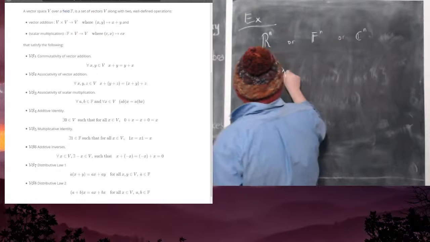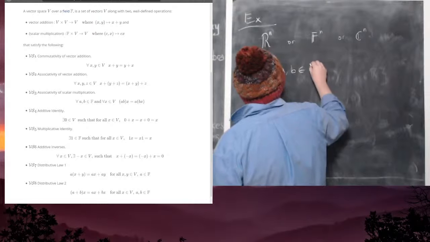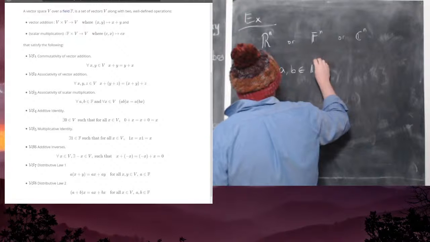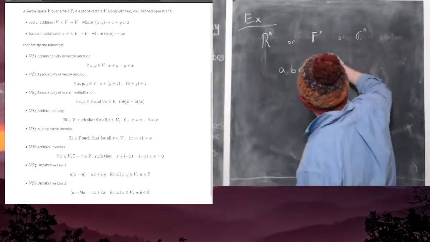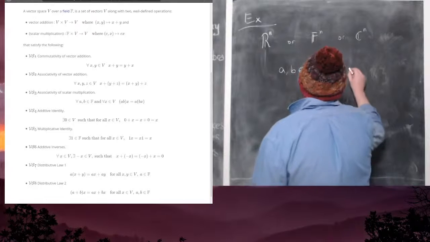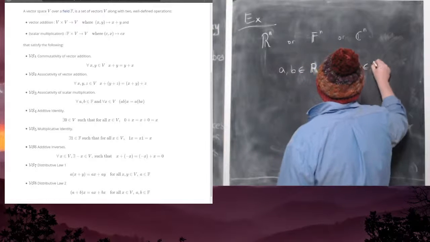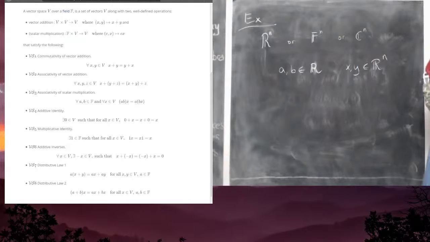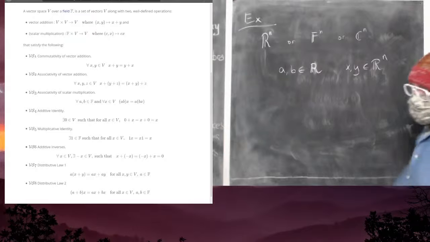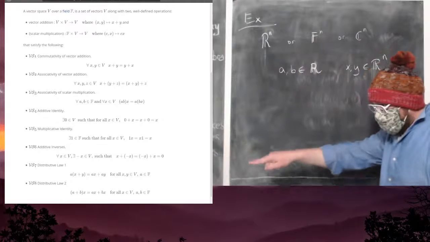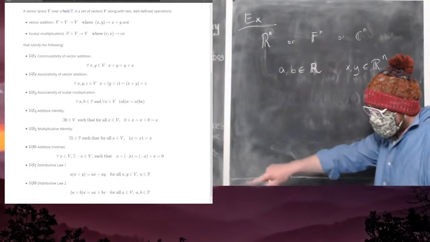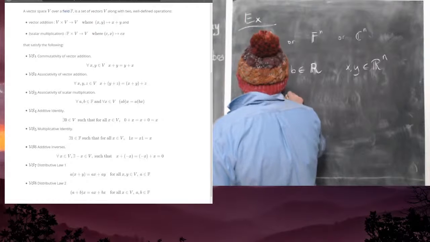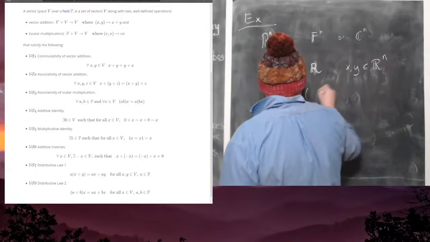So let's suppose that a and b, let's just stick to Rn. Let's say our field is R, and let x and y be in Rn. So what do we need to show? Well, we need to show these last two axioms, yeah? So let's show that if we have a plus b times, let's just say x.